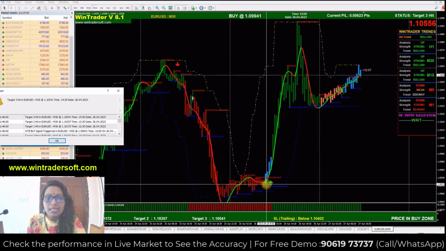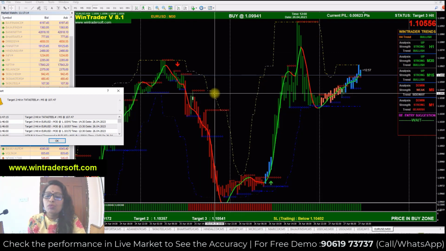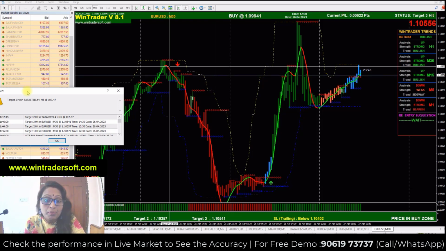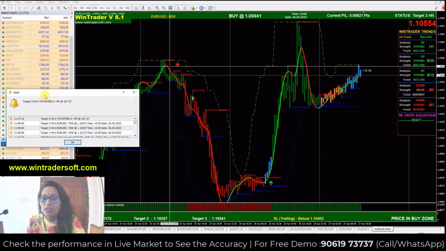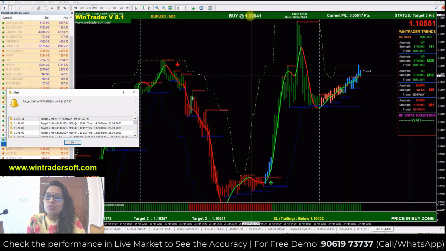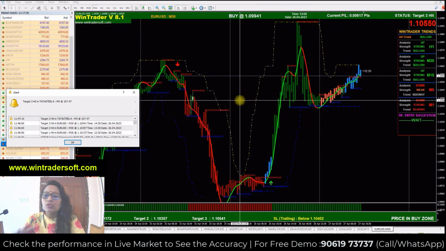This green up arrow is our buy signal, and the red down arrow is a sell signal. Both are automatic signals. Whenever the software generates a signal, at the same time there is an alert, a pop-up message displayed on your screen with sound effect. The same details are also mentioned in the dashboard above. The software gives automatic signals, and if there is a sideways indication, then the software also gives an indication.